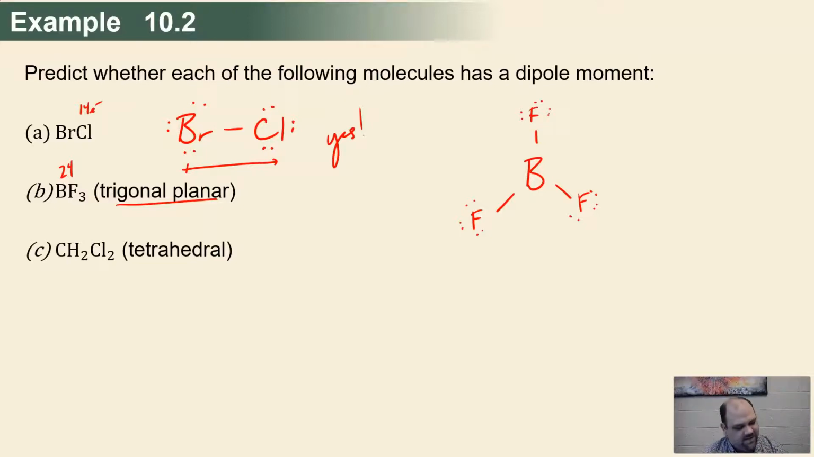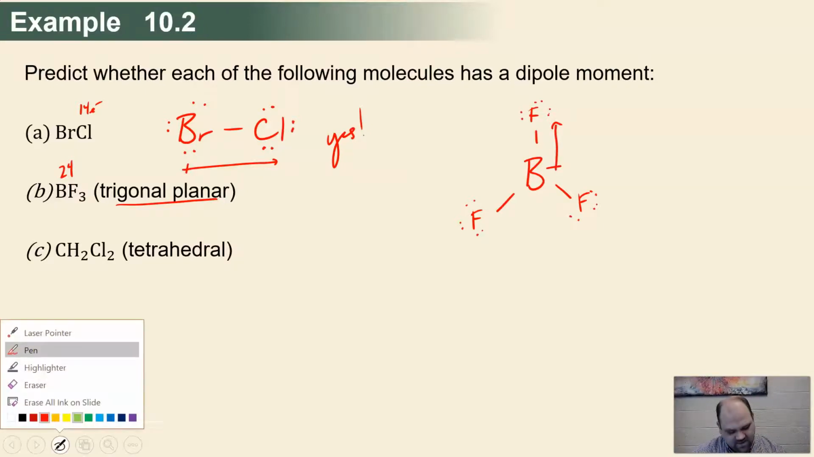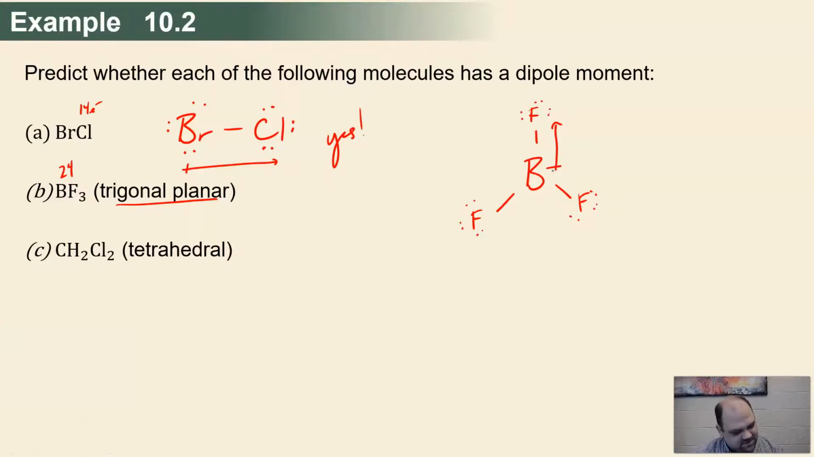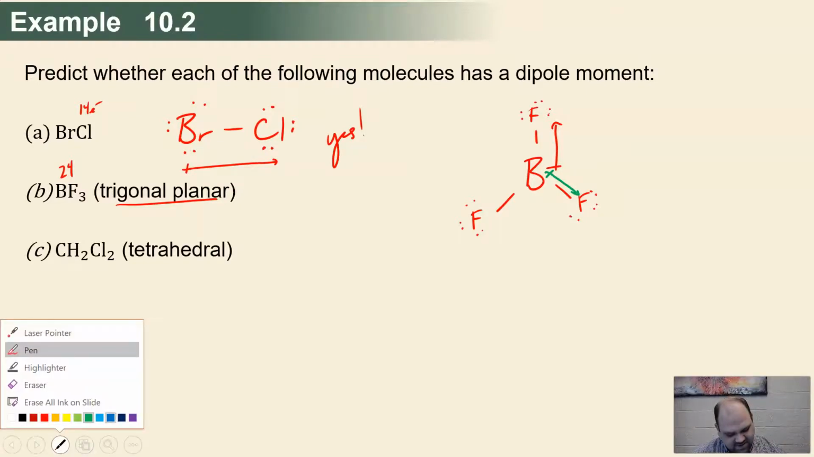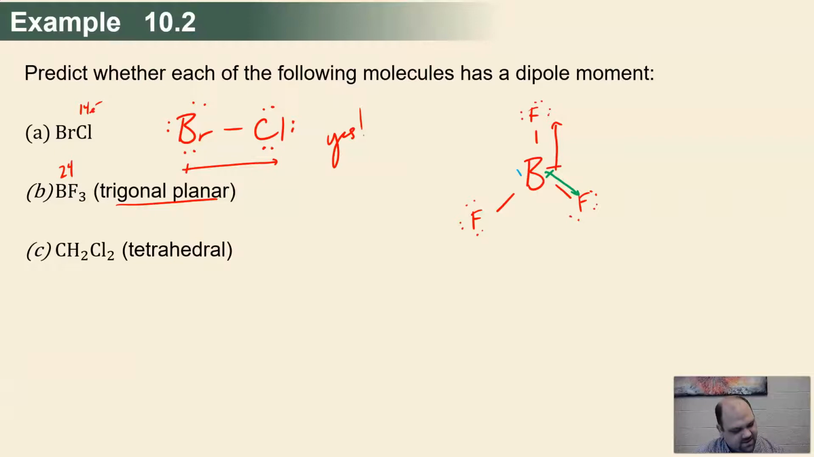Now, for each of these, fluorine's our most electronegative element, so all of these bond dipoles will go from the boron to the fluorine. Now I'm going to draw these in different colors, and you'll see why in a minute, but they're all equivalent. It's all a BF bond, right? Okay, and there we go.